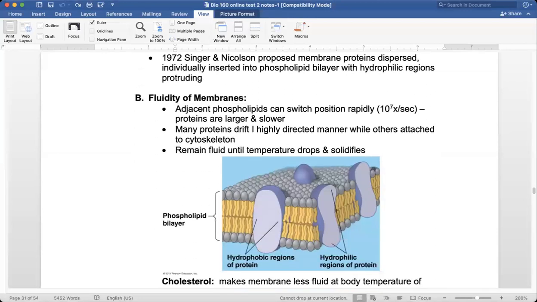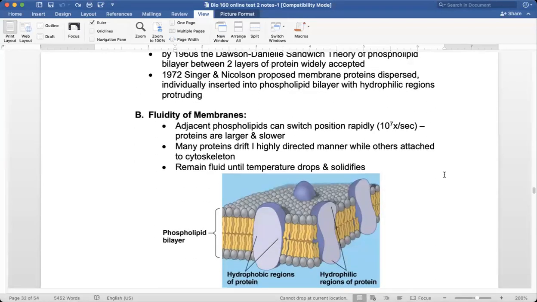So it's a fluid mosaic. You're going to have these things slide around past each other. You're going to have proteins embedded in here that have other pieces sliding around and moving them. So the membrane is fluid. It is dependent on temperature.